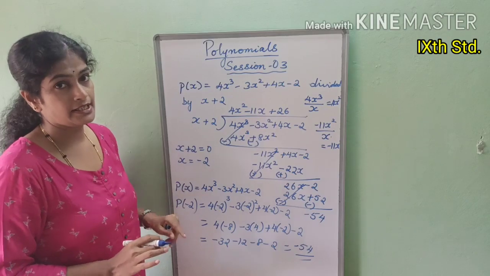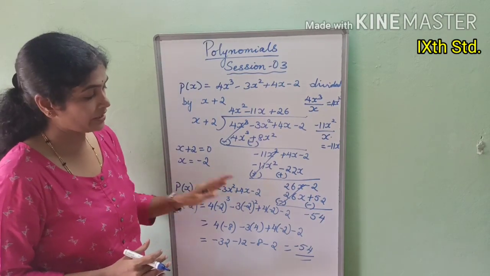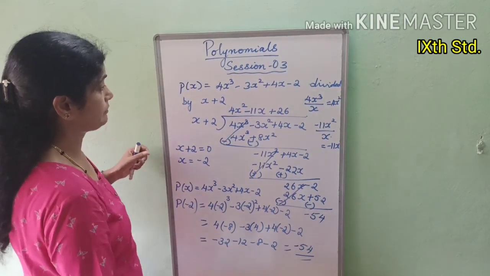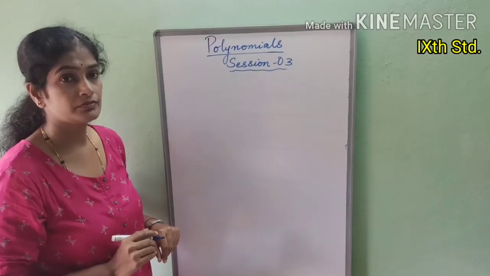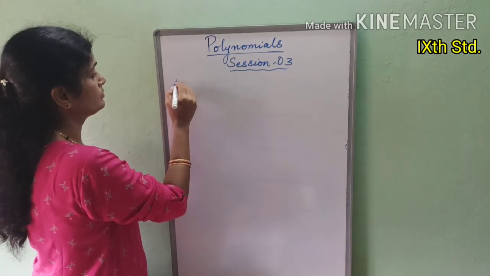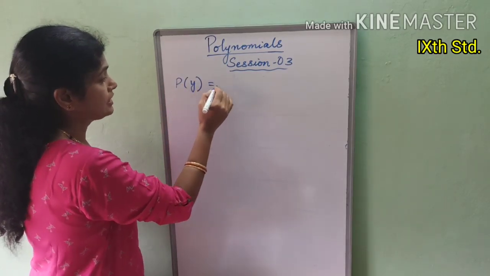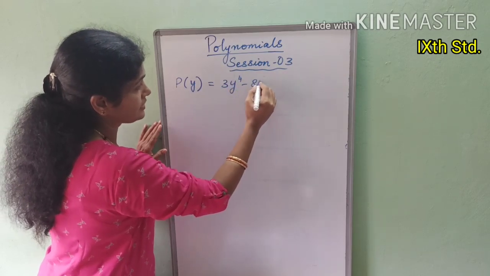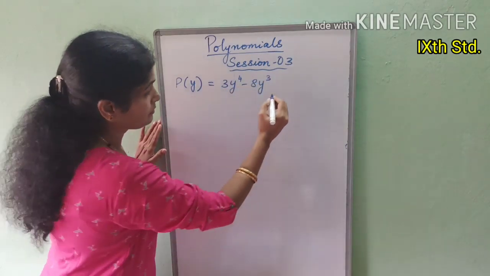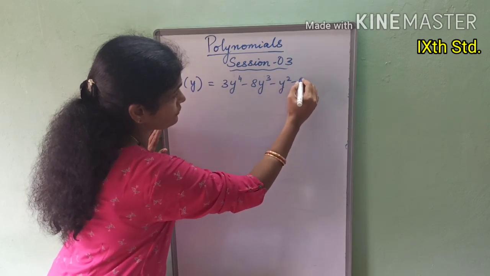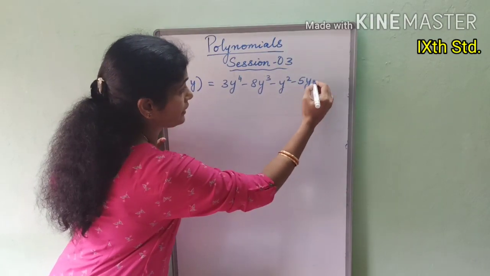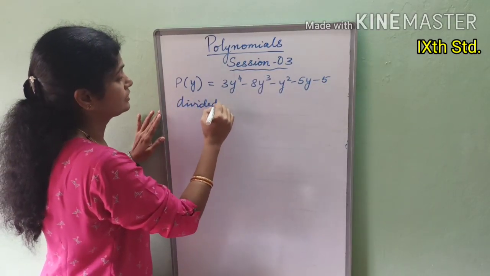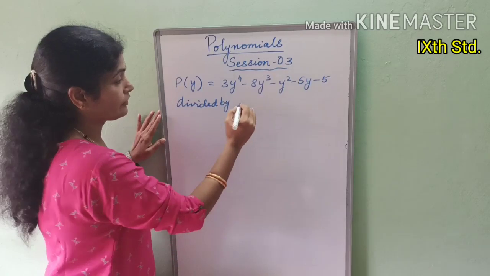Let's see another example and then we will conclude something about this relation. Is it okay? Now let's consider a second example. Now let's consider another polynomial. Say p of y is equal to 3y raised to 4 minus 8y cube minus y square minus 5y minus 5, to be divided by, say, y minus 3.